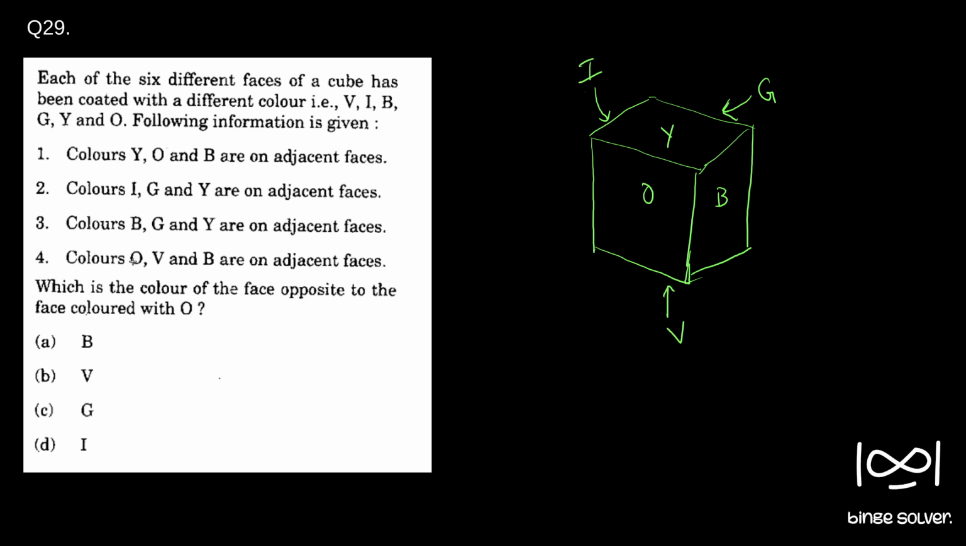The last statement is not needed, but still it is given: colors O, V, B are adjacent. From the figure we can understand O, V, B are adjacent. So we have got all our faces. Now the question is, which color is the face opposite to the face colored with O? This is O, and the opposite face of O is G, the side that is not visible, which we already found to be G. So the correct answer is C, G.